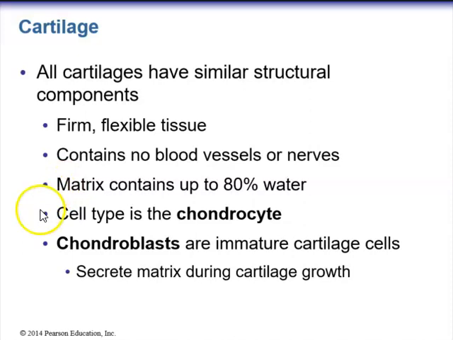We have the mature cell type, which is the chondrocyte. So again, if you see this prefix chondro, or this word part chondro, that means cartilage. So chondrocyte is the mature cell within the cartilage. However, we have chondroblasts. Whenever you see the word blast, think immature cells. Chondroblasts are the immature cartilage cells that will secrete matrix during cartilage growth.